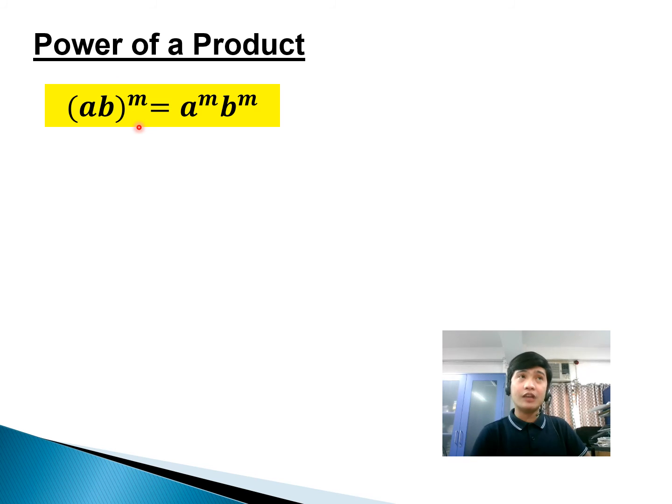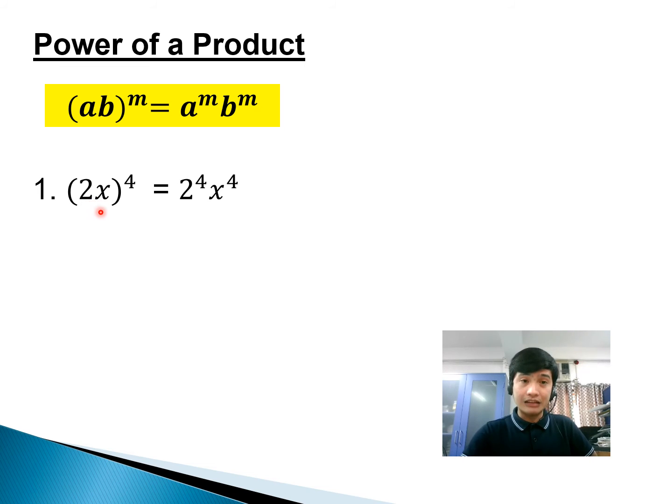So, let's have an illustrative example. Number 1, we have here 2x quantity raised to the 4th power. So, how are we going to solve this one? Pagka ganyan po ang scenario, we have here 2 raised to the 4th power, x raised to the 4th power. So, we just simply follow this pattern. May expressions na involved dun sa ating grouping symbol, 2x. Actually, dalawa yan. Yung 2 tsaka yung x. Distribute lang natin yung exponent sa loob nila.